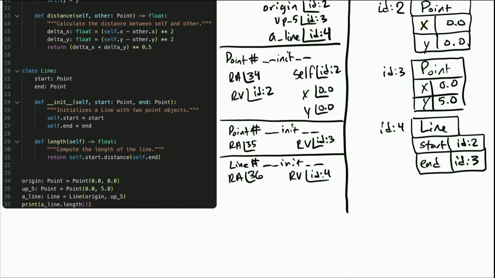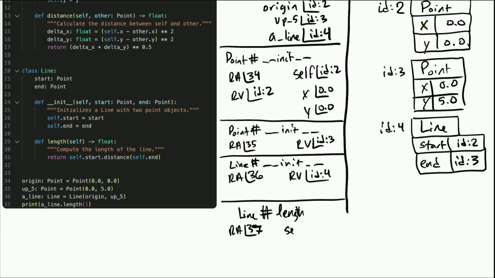So I'm going to give myself a little bit more space. Oops, let me switch to my pen. And we are calling the line class length method. And the return address is line 37. That's where this method call is occurring.